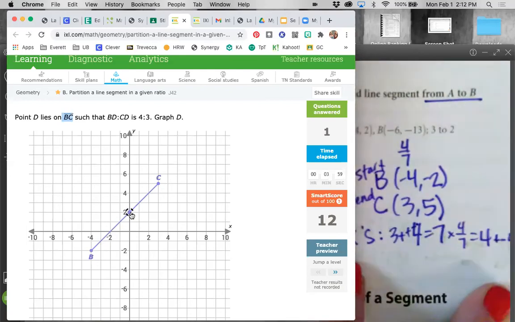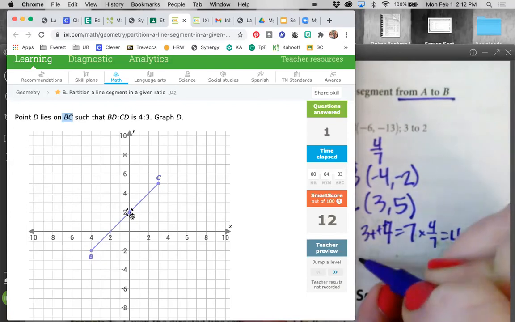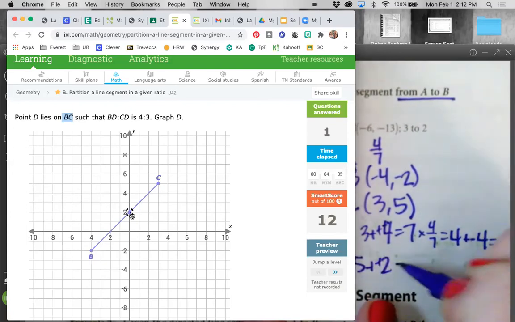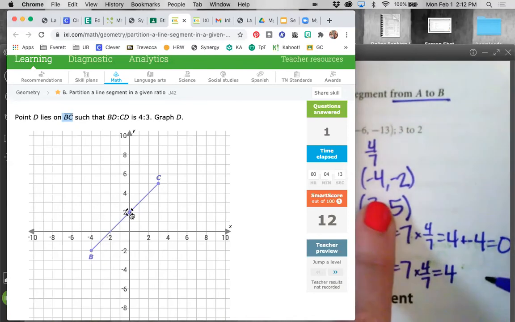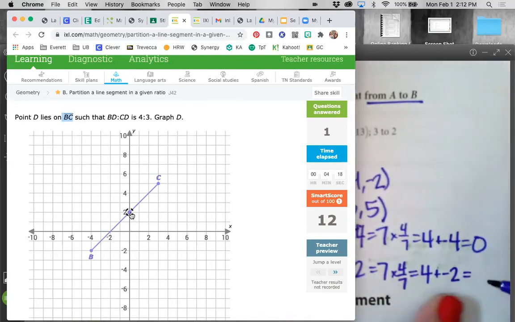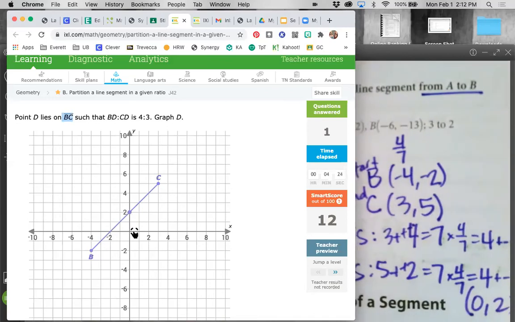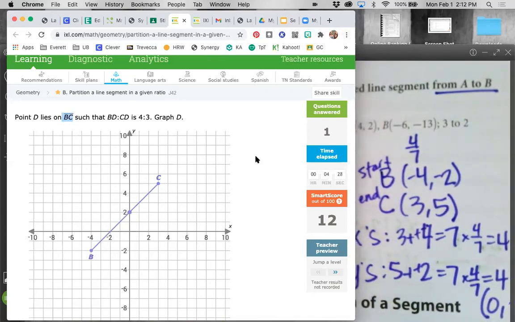Or you could calculate the other part as well. You would do end minus beginning, 5 minus -2, which is also 7, times the fraction that we need. And then I add back my starting y value, which was -2. And 4 plus -2 is 2. So my point should be 0, 2, which is exactly what I've got, 0, 2. Okay, do we need others?